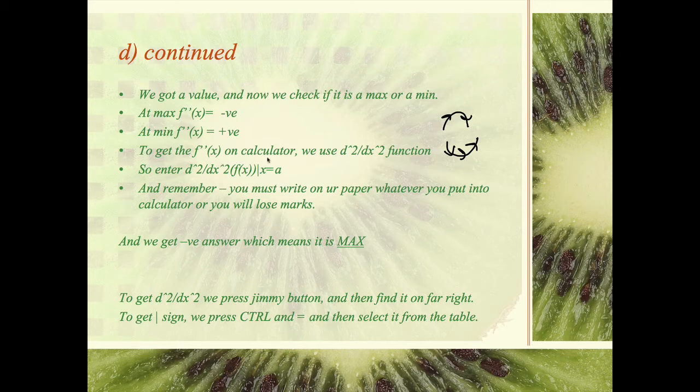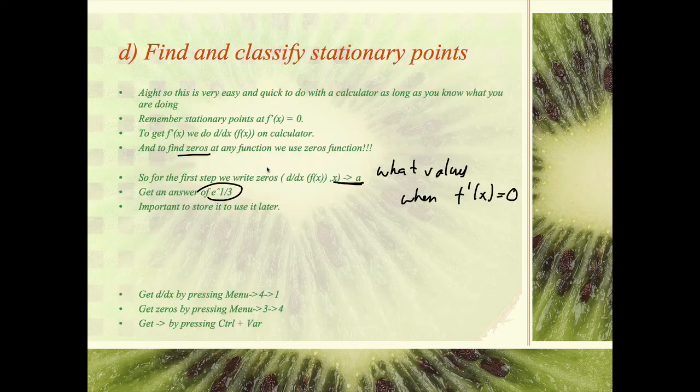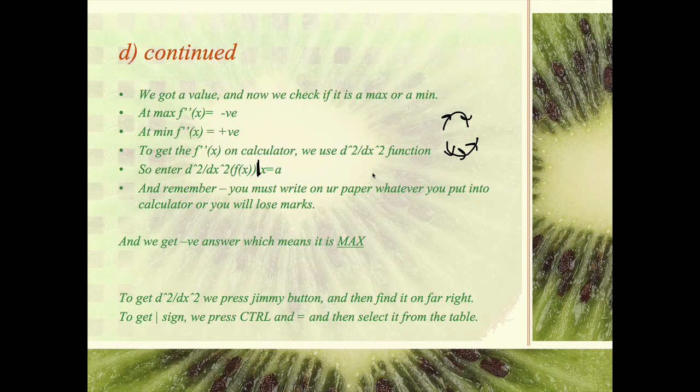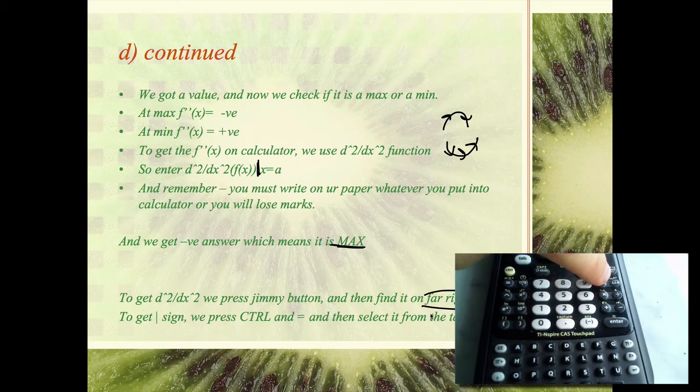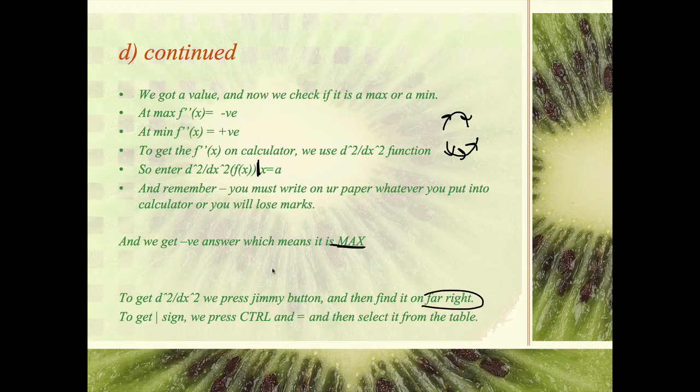To get that, you use the d squared by dx squared function. So you enter d squared by dx squared of f of x where x equals a. You just have to define where x equals a. You found a and defined it here. Remember, you store it into the variable. Don't forget to always do that. When you do that, you get your answer: a negative value, which means it's a maximum. To get d squared by dx squared, you press the Jimmy button and find it on the far right, and the Jimmy button is this one right here. And to get the where sign, you press Control and equals right here.